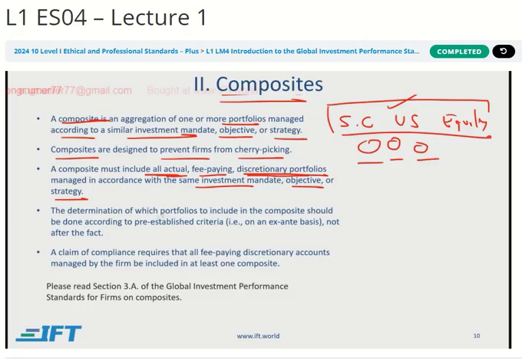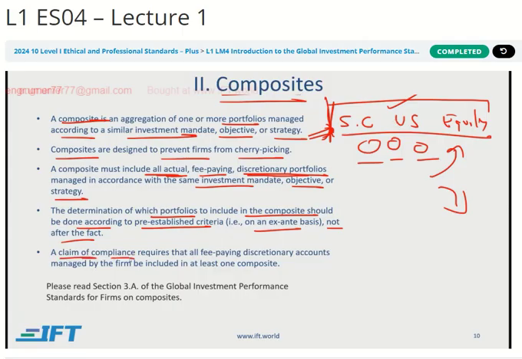The determination of which portfolios to include in the composite should be done according to a pre-established criteria, i.e. on an ex-ante basis, not after the fact. So here the process for including portfolios in a composite needs to be decided ahead of time. We can't say during a year if a given portfolio is doing well that we want to include it in a composite, or if a portfolio is not doing well, then we exclude it. The criteria needs to be set up front, and then that can't be changed randomly.